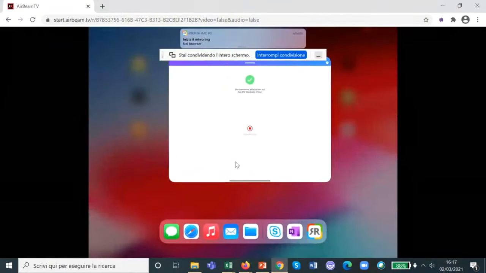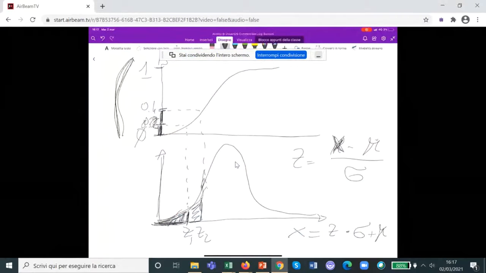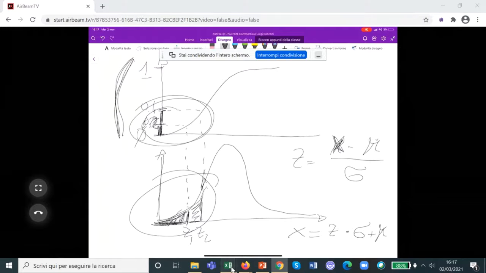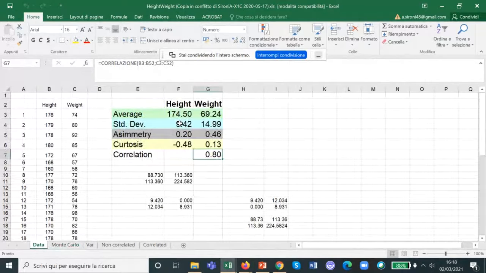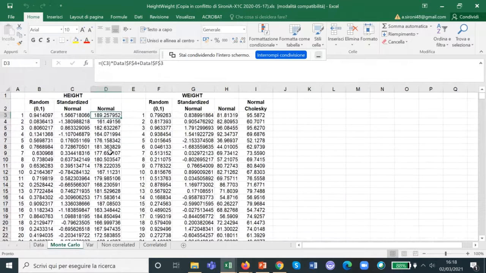Exactly like we did here. From the random values from 0 to 1, we get the values of the corresponding normal distribution, standardized. Then, from here, we move to the normal distribution. How do we do that? We take the value of the standardized normal, we multiply it by the standard deviation of our variable, and then we add the mean. We basically take this data, we multiply by the standard deviation for height, and then we add the mean. And what we get here is one simulated value for height.